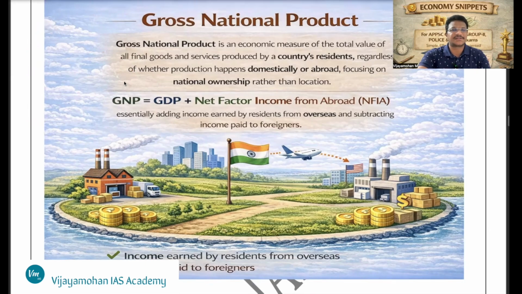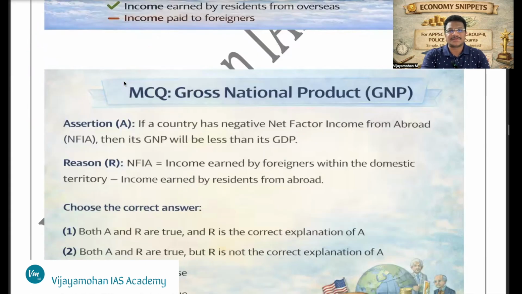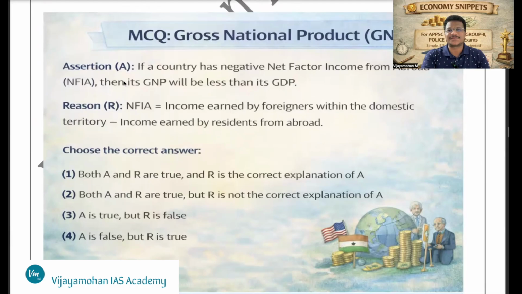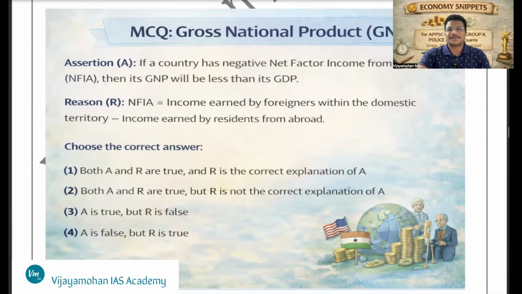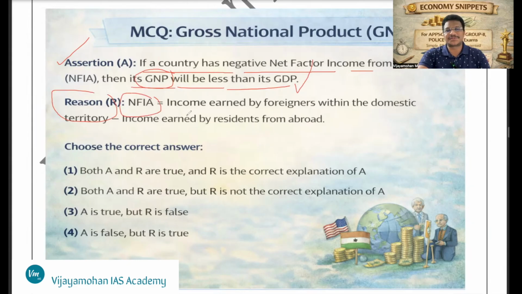I think we have to discuss one MCQ. Just see that assertion: if a country has negative net factor income from abroad, then its GNP will be less than its GDP. And the reason: net factor income is equal to income earned by foreigners within the domestic territory minus income earned by residents from abroad. Whether the assertion is correct and the reason is correct, we will see one by one.